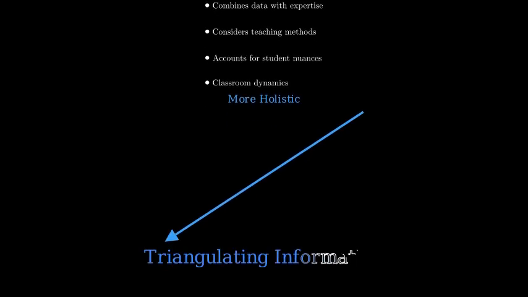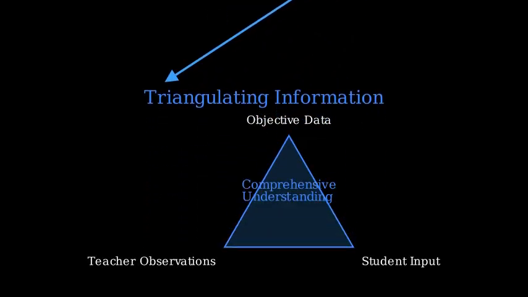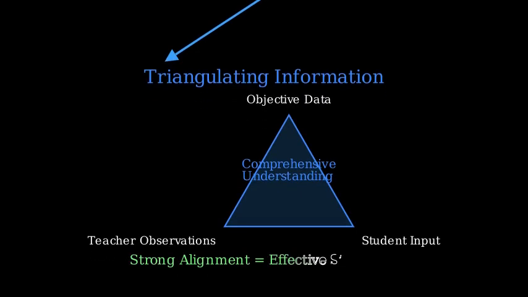Effective differentiated instruction involves triangulating multiple sources of information. Triangulation refers to cross-referencing multiple data points and perspectives to comprehensively understand student needs and instructional effectiveness. These sources include objective data from assessments, teacher observations based on professional expertise, and student input about their own learning experiences. When there's strong alignment between objective data and teacher observations, this indicates that instructional strategies are highly effective.